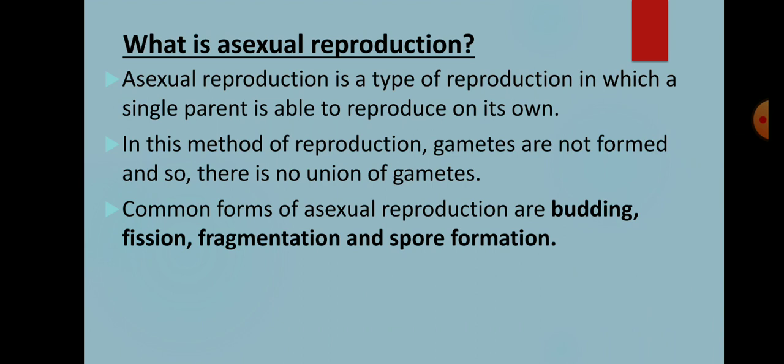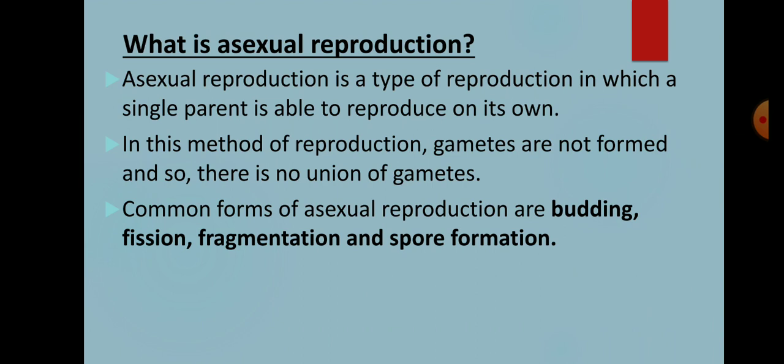In this method of reproduction, gametes are not formed. Gametes are the special cells which take part in the reproduction process in sexual reproduction. But here in asexual reproduction, gametes are not formed. So there is no union of gametes and no formation of zygote. Some forms of asexual reproduction are budding, fission, fragmentation, and spore formation.